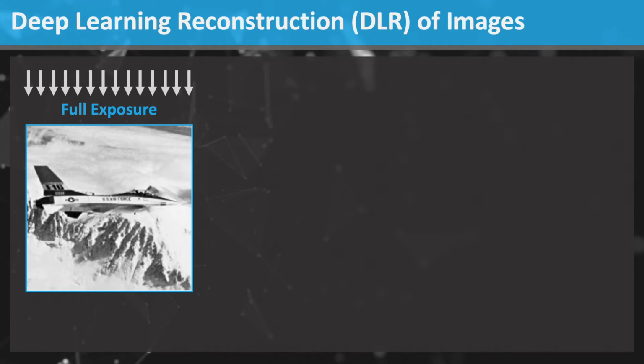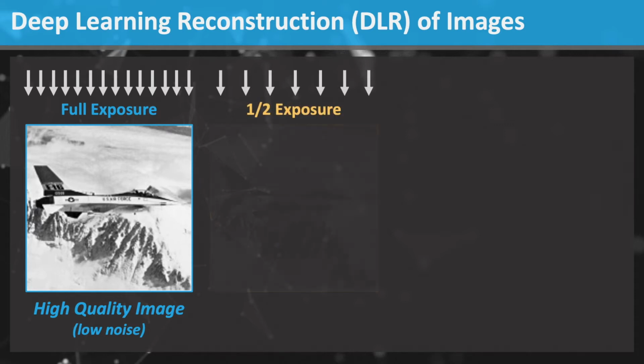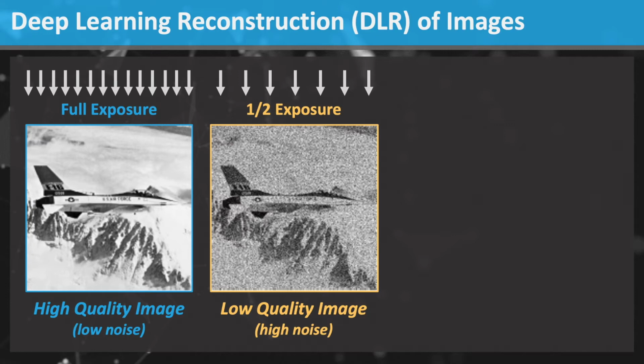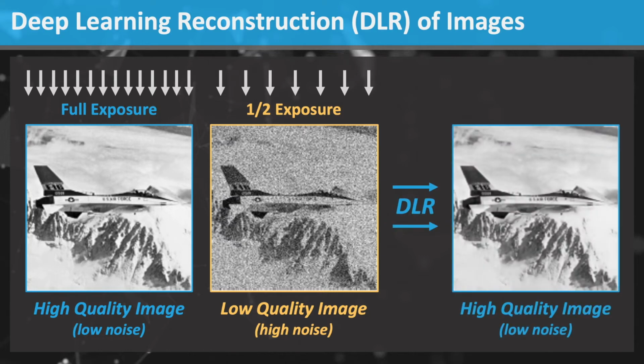Let's specifically talk about deep learning reconstruction, or DLR, of images. Here we have a full exposure photograph of an F-18 jet in flight with mountain terrain in the background. This is a high quality image with low noise that is generated using routine image processing techniques. If we only use half the exposure and the same routine image processing techniques, we obtain a low quality image with high noise. It is much harder to see the jet with the high noise, which are the speckles on the image. Deep learning reconstruction is a new method to process these images and extract or remove the noise. This results in a high-quality image with low noise, even though it was started with only half the exposure.